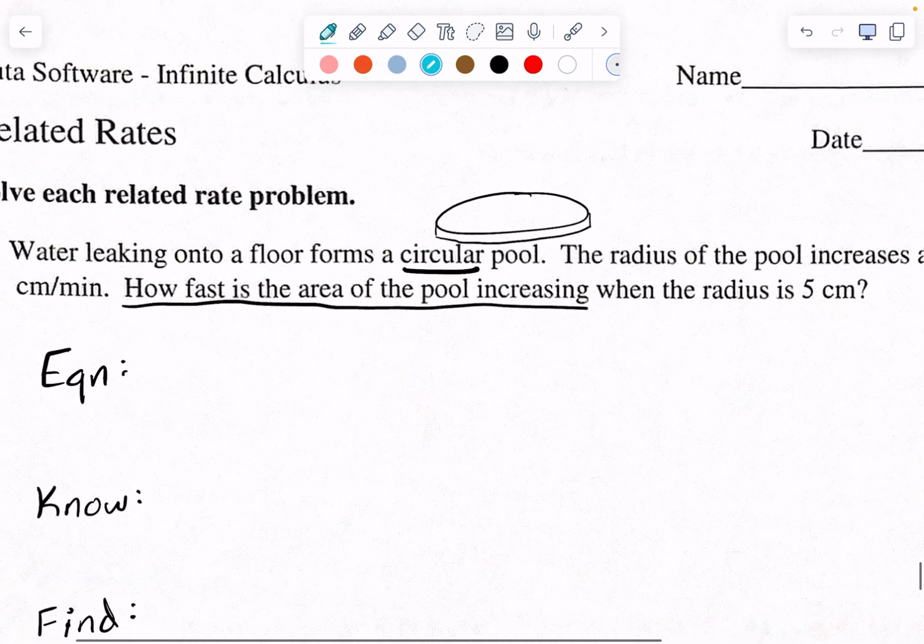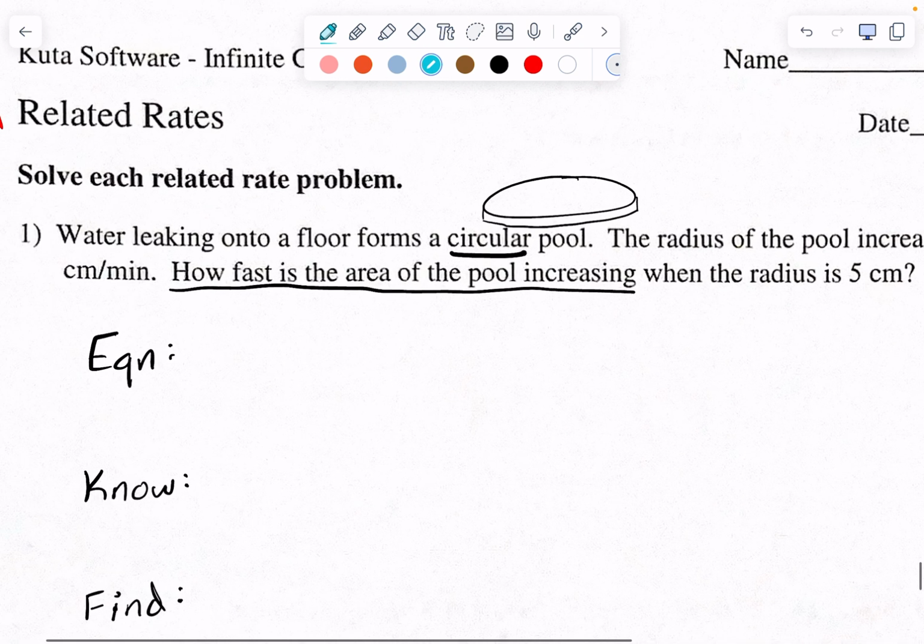Water is leaking onto the floor in a circular pool. So equation. You already said it. What equation are we using? Area of a circle. Area equals pi r squared. That's my area formula equation.